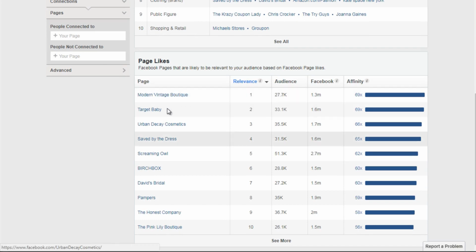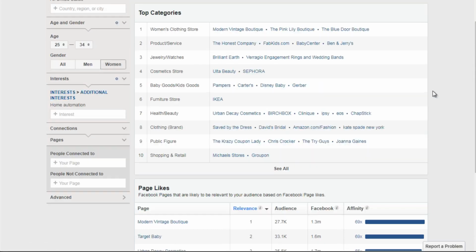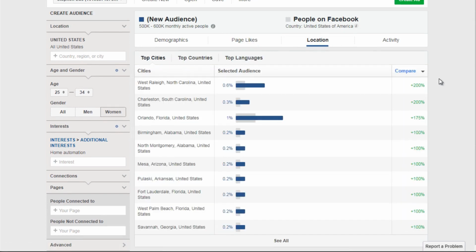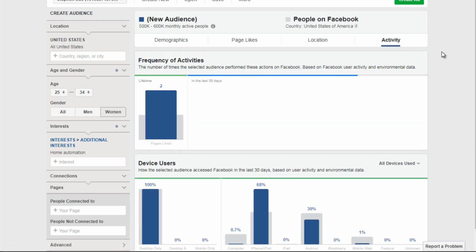You can even go to these pages and see how they interact with each other. We can go to location to get an idea of where they're located. So we can see North Carolina, South Carolina, Florida, Alabama, Arizona, Arkansas. So a lot of these are actually the southeast, which is interesting. I don't know why they're interested in home automation, but they are. So that gives us an idea of geographically, maybe we can dig further, look into cultures. They look like Southern, so we don't really know why they're interested in home automation, but they are.